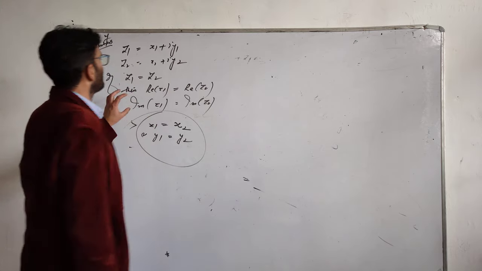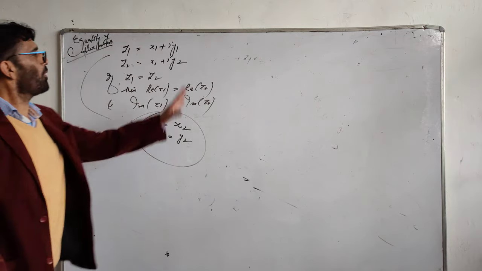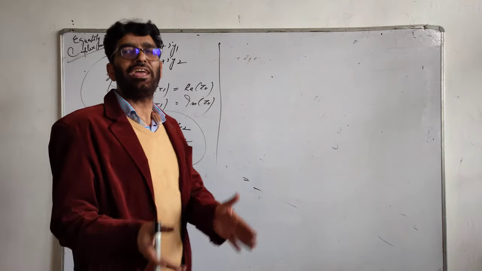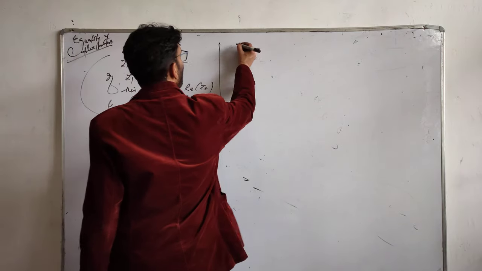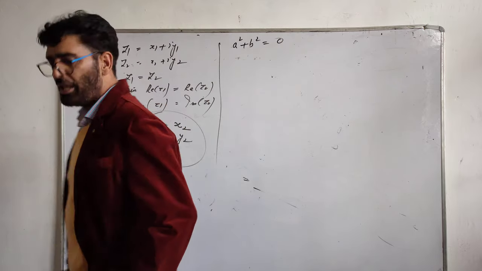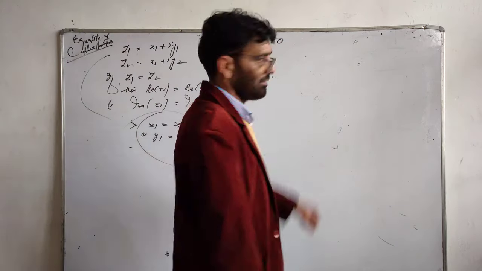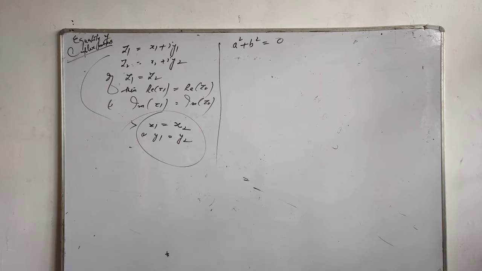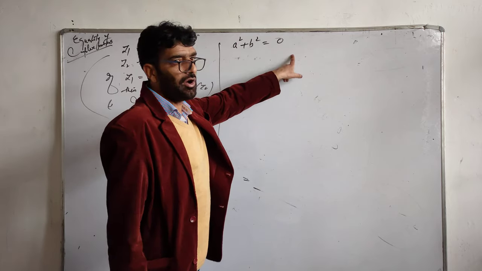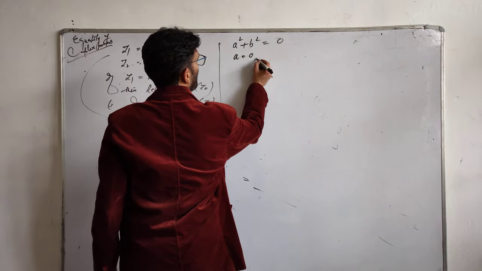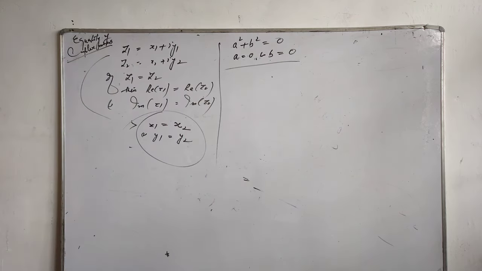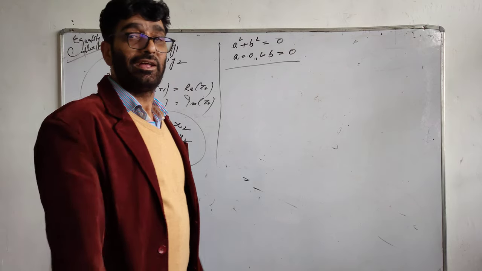This was regarding the equality of complex numbers. But one more thing you have to keep in view. In case of real numbers, we have understood it well: if the sum of squares of two real numbers is equal to zero, for example a squared plus b squared equals zero, then surely a is equal to zero and b is equal to zero. No third choice, no second choice. But it's not true for complex numbers.